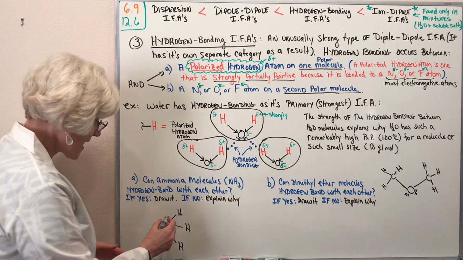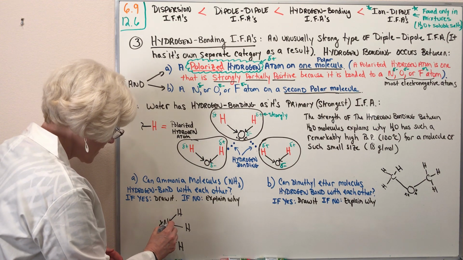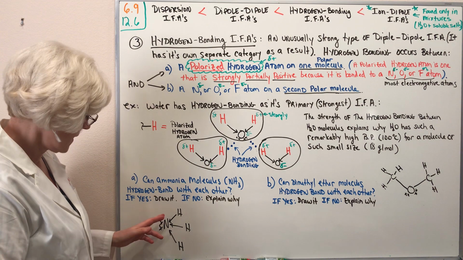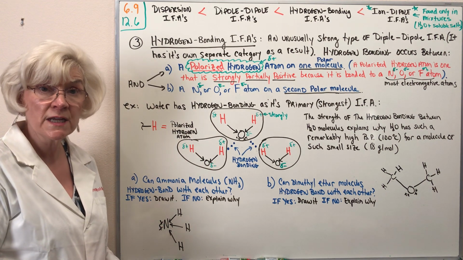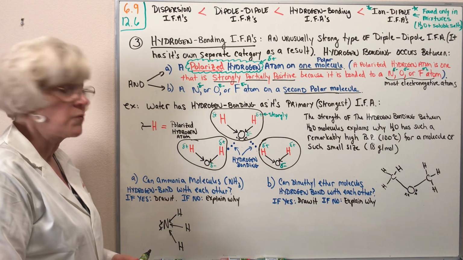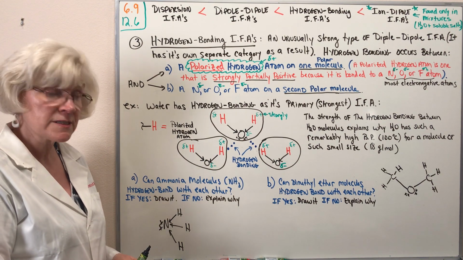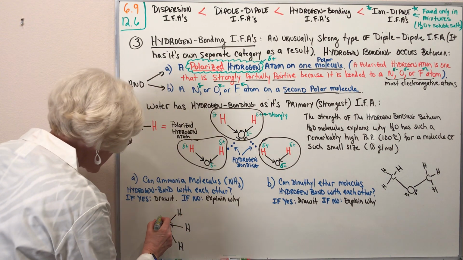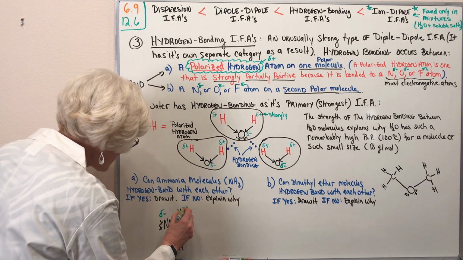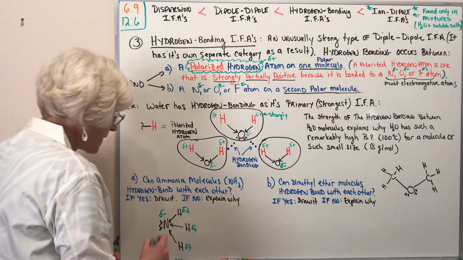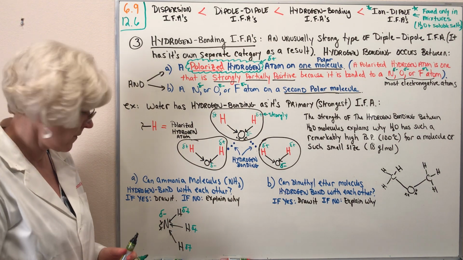I recognize that the bonds between nitrogen and hydrogen are polar covalent bonds. Nitrogen with an electronegativity of 3, hydrogen with an electronegativity of 2.1, making that a difference of 0.9. So these bonds would be polar covalent bonds, nitrogen partially negative, and each of the hydrogens partially positive. So ammonia is a polar molecule.